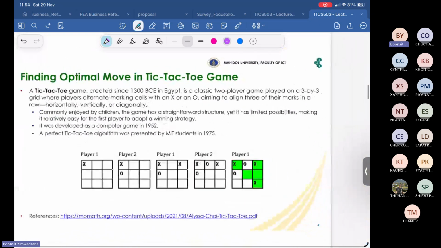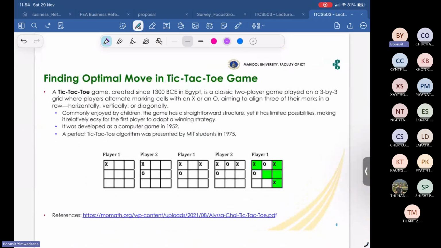I want to introduce this game called tic-tac-toe. In Thai, this is called the OX game, but it is commonly known as tic-tac-toe. The tic-tac-toe game was created since the 13th century before Christ, 1300 BC, starting from Egyptian times. And the game plays like this. You place X and O in a 3x3 matrix.